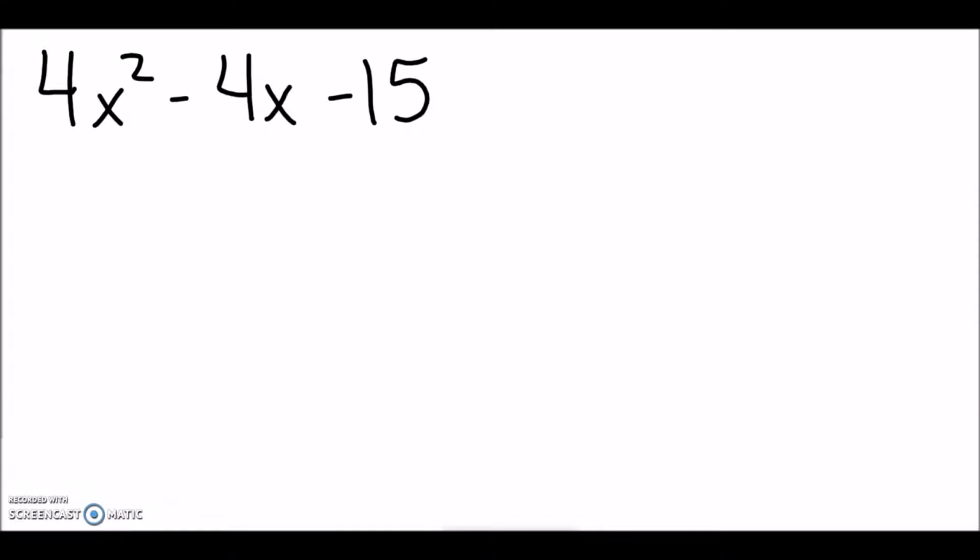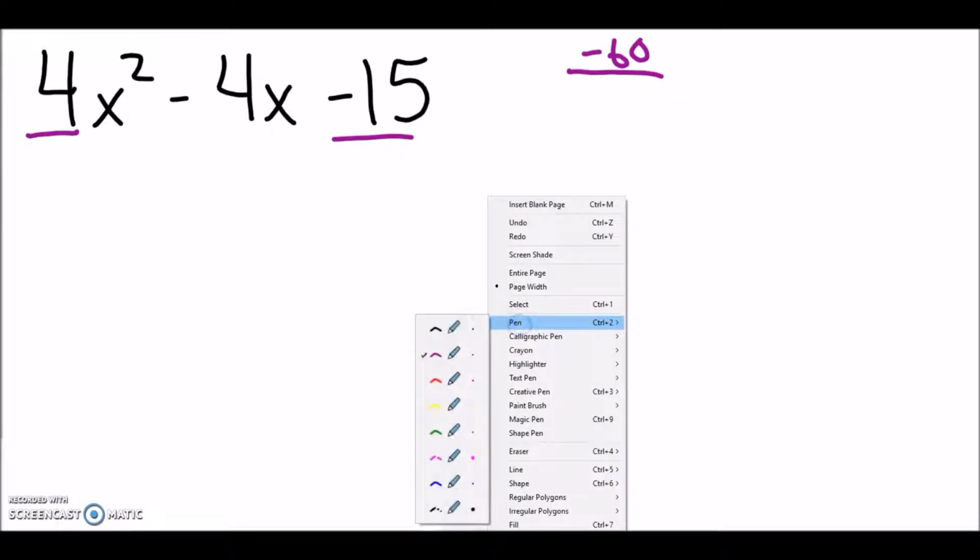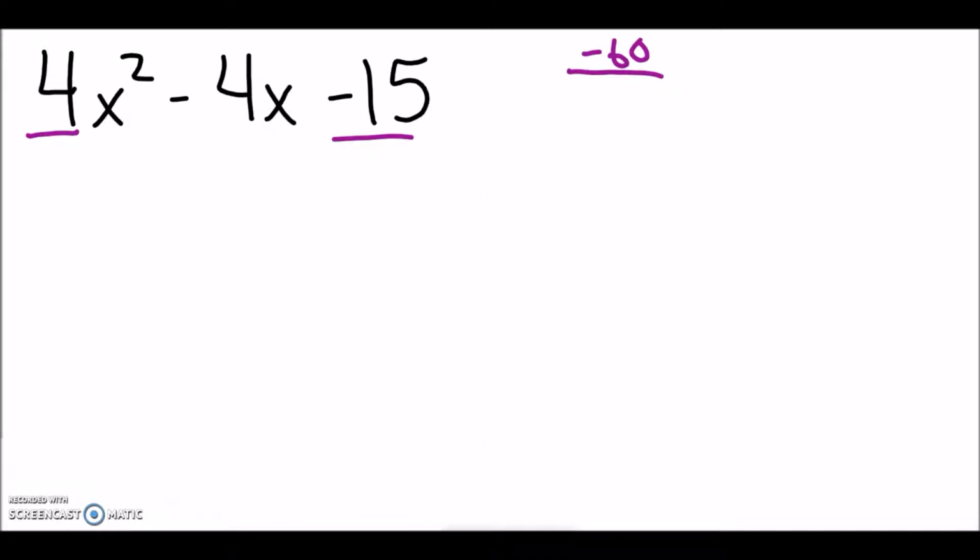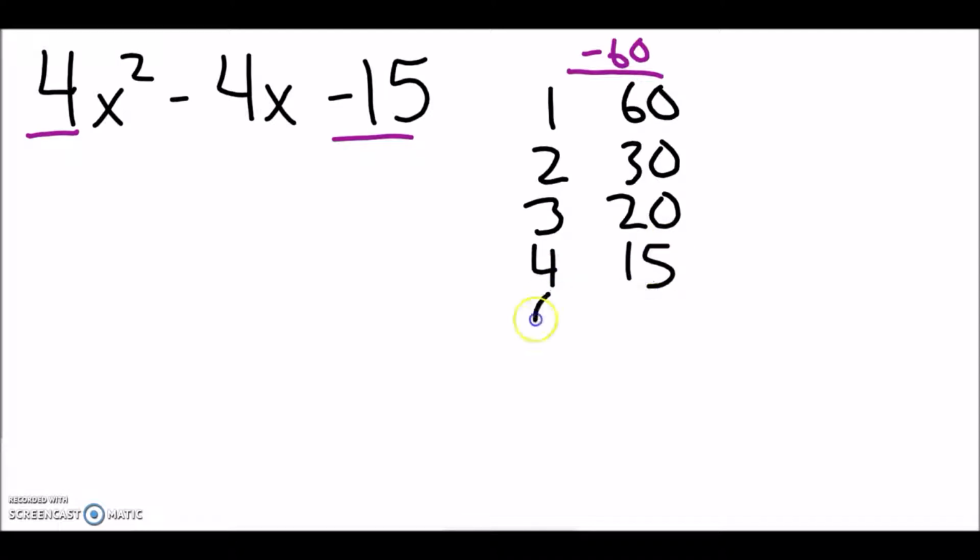Step 1, we still start with A times C. I'll write it as a negative 60. It doesn't matter if we keep that positive or negative, really, but we'll keep it negative to be correct. List our factors: 1 and 60, 2 and 30, 3 and 20, 4 and 15, 6 and 10, 7, 8, 9 don't work. Okay, there we go.